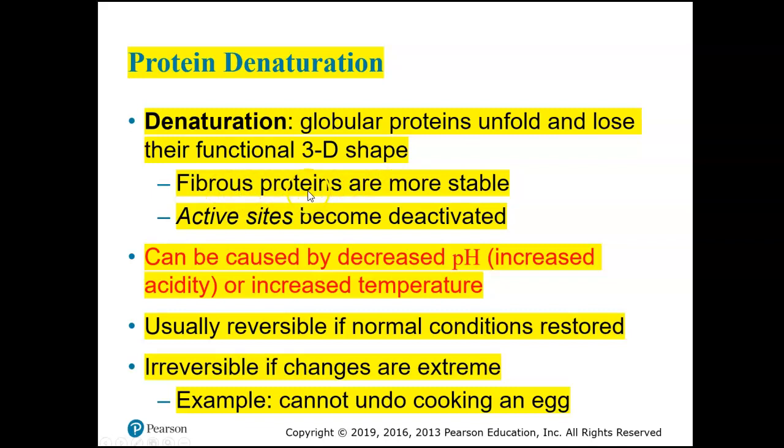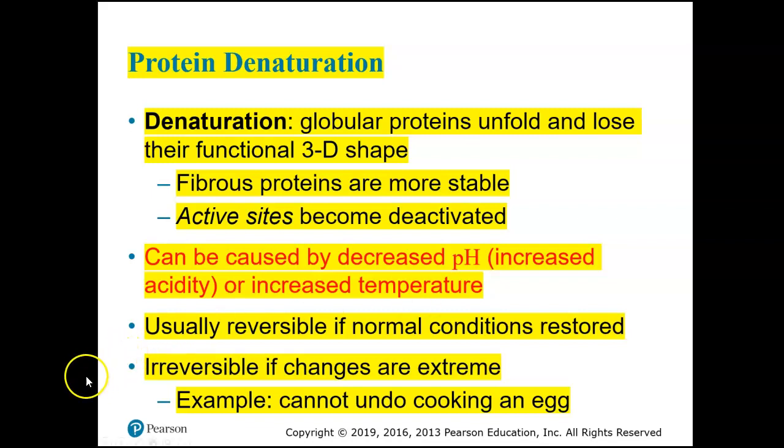Fibrous proteins are more stable. They're not affected by certain conditions that functional proteins are affected by. But for example, the active sites on enzymes become deactivated because their function depends on their shape, and when they're denatured, their shape changes. What can cause this is decreased pH, which means increased acidity, or increased temperature. So pH and temperature are 2 variables that can definitely affect protein function.